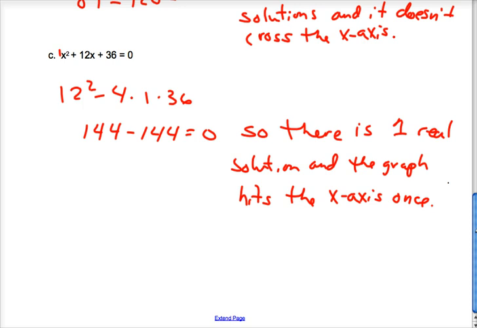So that's the basics of the quadratic formula and its discriminant.